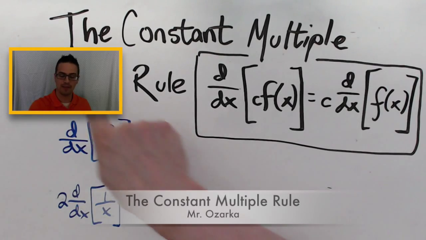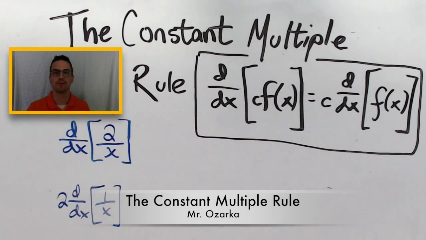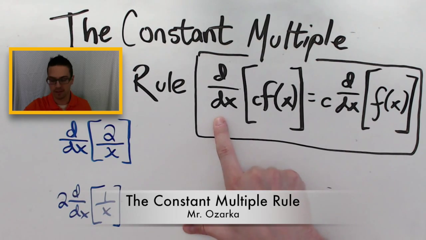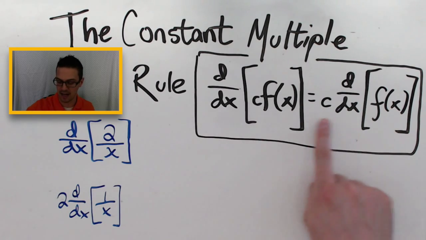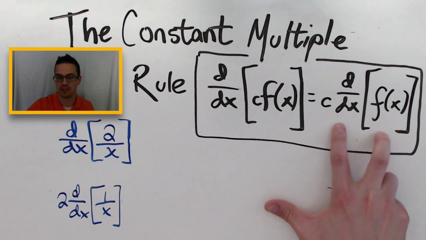Alright, so this is a video about the constant multiple rule. If you remember from the previous video, the constant multiple rule basically states the following. If you take the derivative of some constant times a function, it's equal to, if you just pulled that constant out and put it in front, times the derivative of just that function.